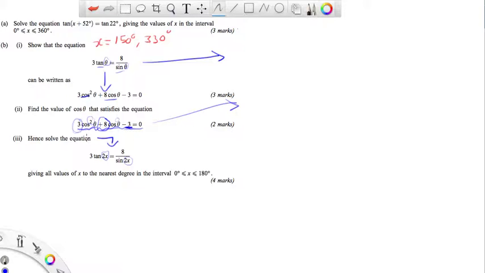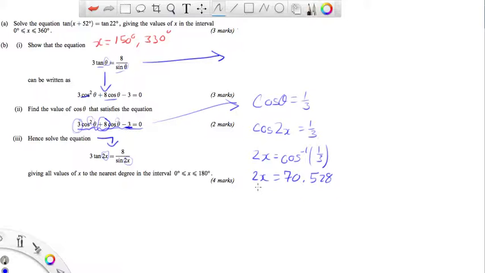So before, when we had this, I probably shouldn't have erased that, cosine of theta is equal to 1/3. Now we're going to have cosine of theta, but the theta here is 2x. So we're going to have cosine of 2x is equal to 1/3. That means that 2x is equal to inverse cosine of 1/3. So when we find out what inverse cosine of 1/3 is, we get that 2x is equal to 70.528, we'll call it.